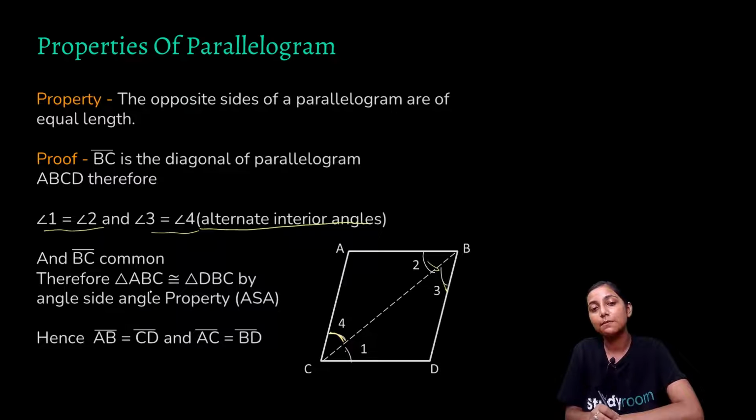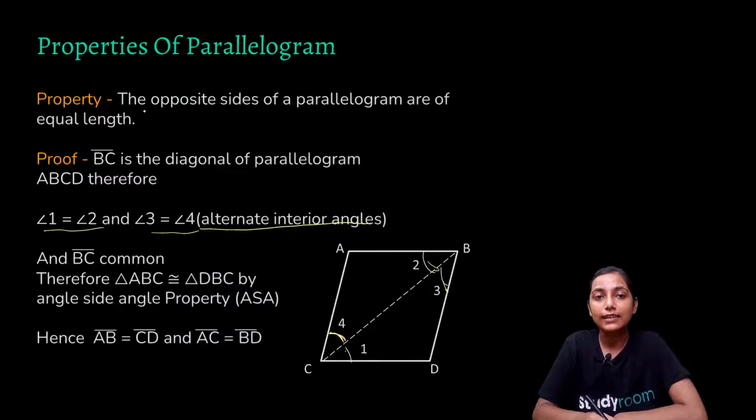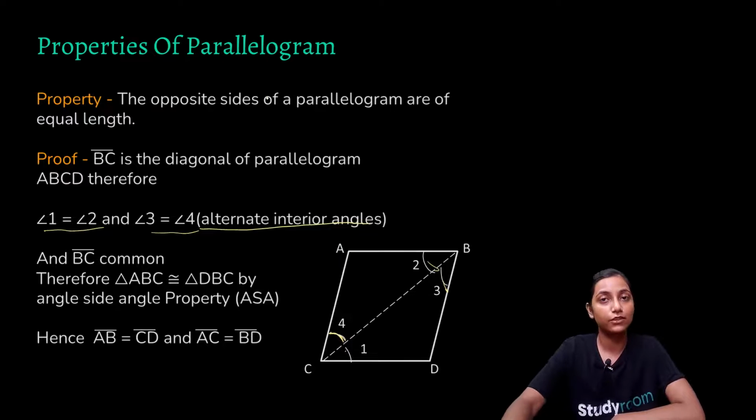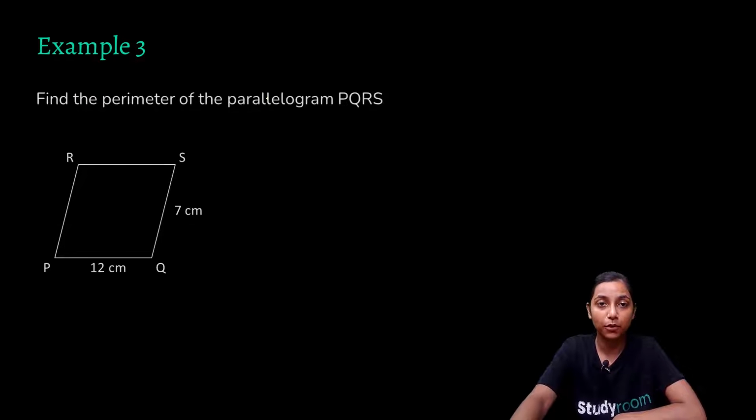Therefore, we can say that triangle ABC is congruent to triangle DBC by which property? It is by the angle side angle property. Because angle 1 was equal to angle 2, the side BC was common and angle 3 was equal to angle 4. Therefore, we say that triangle ABC is congruent to triangle DBC by ASA property. Hence, we can say that AB side is equal to CD side and similarly AC side is equal to BD side. So, here we have proved that the opposite sides of a parallelogram are always going to be of equal length. You need to remember this property.